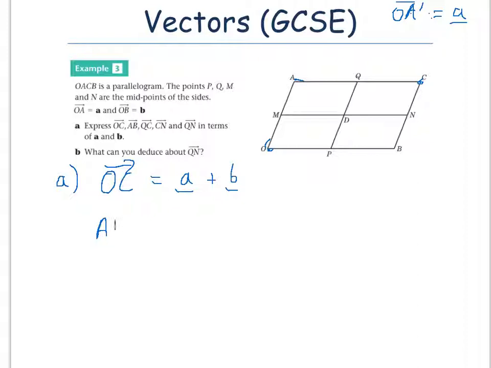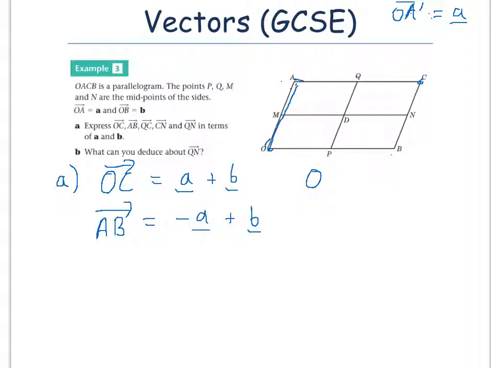So A to B. So to do that, we're going from here to here. So we're going to go down here. Well, we know that A in that direction, from O to A, is A. So from A to O must be minus A. And then we go from O to B, which is plus B.